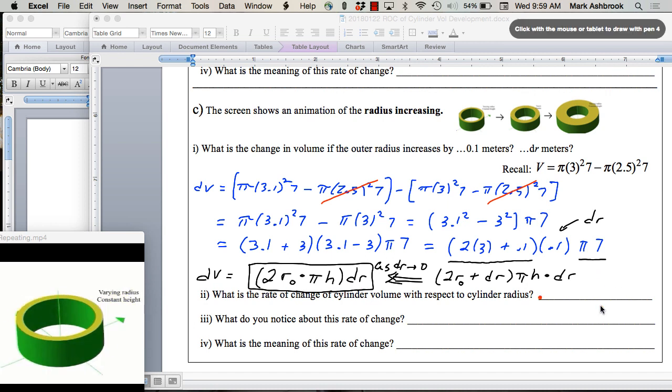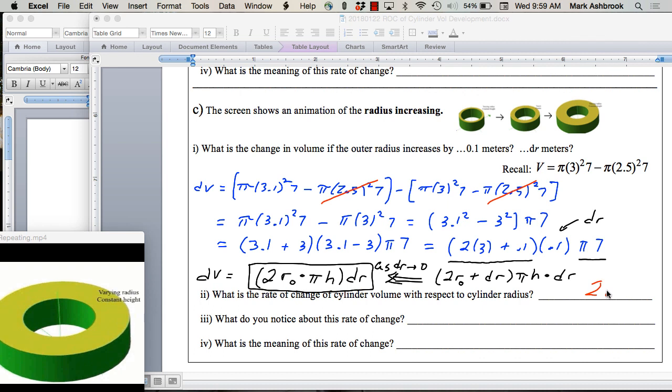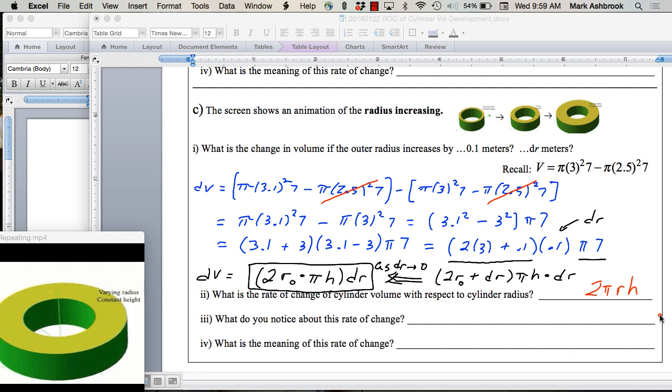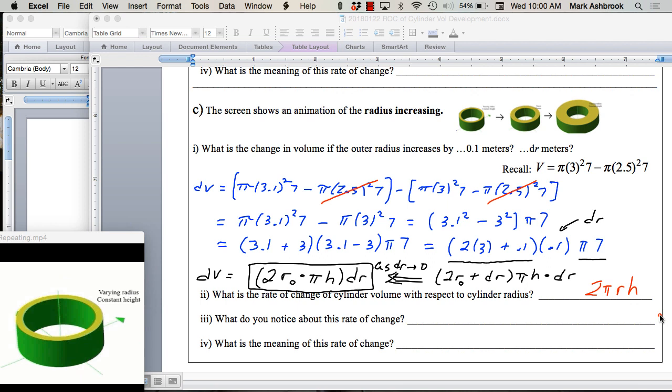Two pi r h. So if anyone got that before I did, that's excellent. That's tricky. There are some tricks to getting that derivation. But if you got it, that's great.